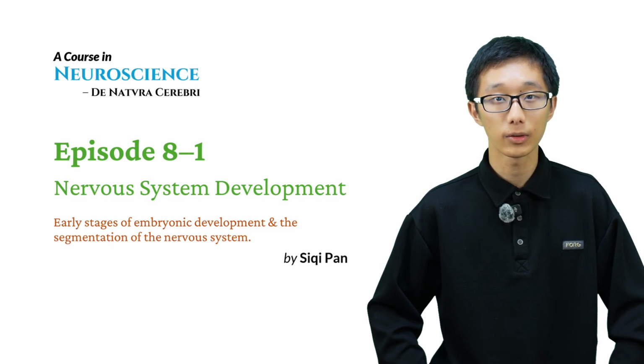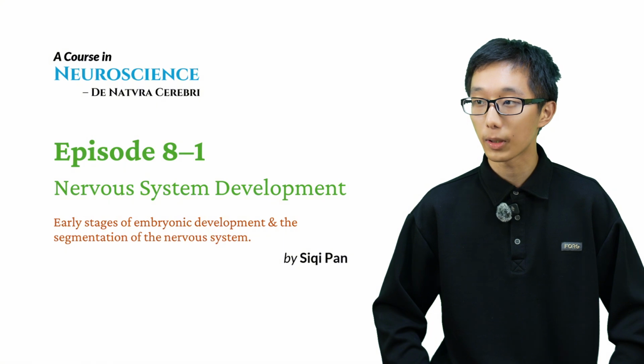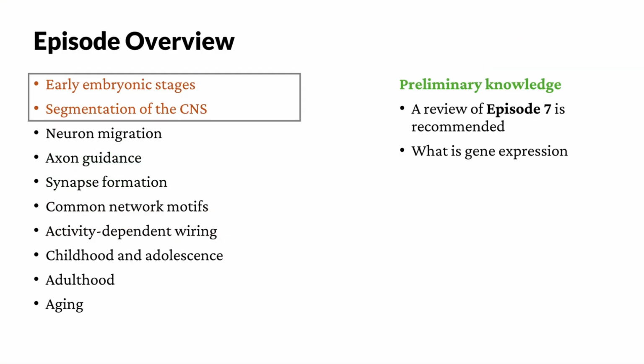In the last episode, we got to know about neuroanatomy. In this episode, let's take a look at how we put together that very complex system of our nervous system. In this first part of episode 8, we are going to talk about the early embryonic stages of development, as well as the segmentation of the central nervous system. Here, we recommend a review of episode 7 before watching this episode. Alternatively, you can go back to episode 7 after watching this part 1 of episode 8.